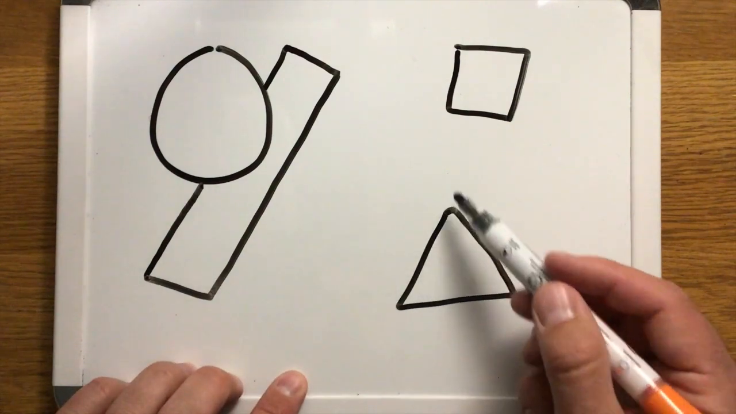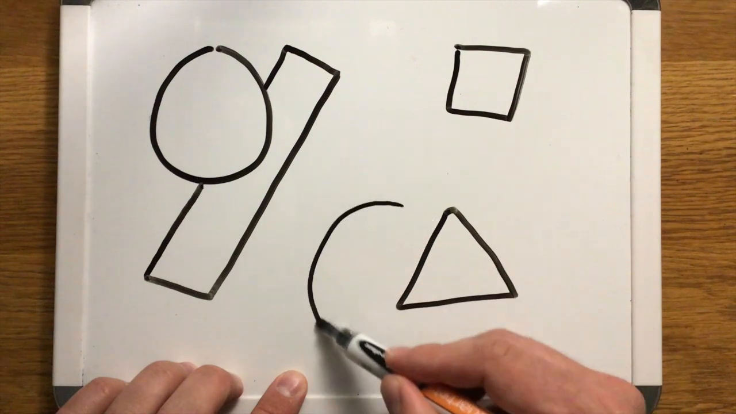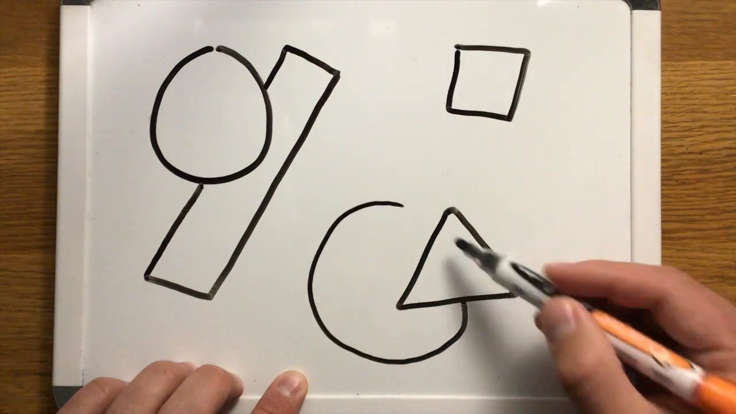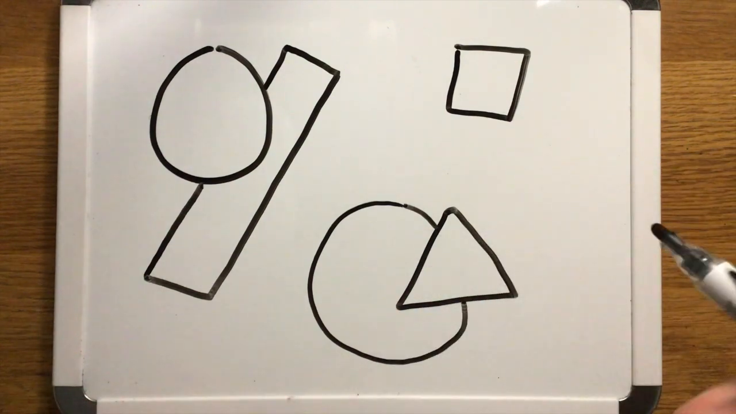Let's say I want to have a circle behind this triangle. So I'm going to make my circle here, but I'm going to stop and hop around and then connect it back to where I started. So now it looks like it's overlapping and behind it.